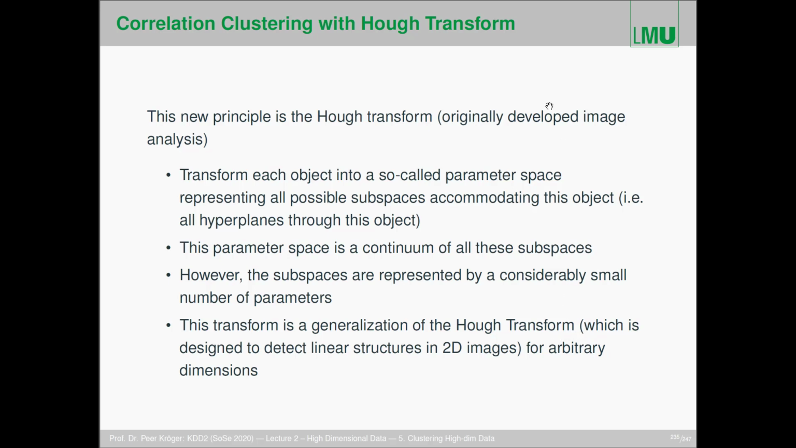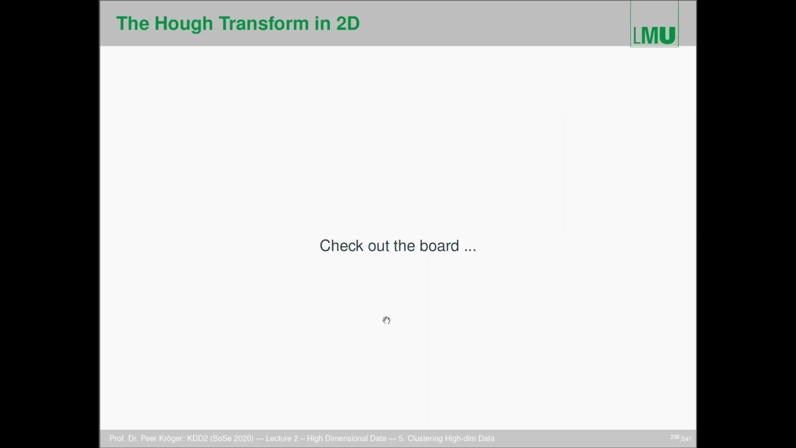The Hough transformation, as I said before, was originally developed in image analysis for the detection of linear structures in images, for lines. That sounds good, and that's actually the idea why we use this Hough transform for correlation clustering. The Hough transform on the board is a little bit hard, so I will give you another podcast to explain the Hough transform in 2D, which is actually very easy.